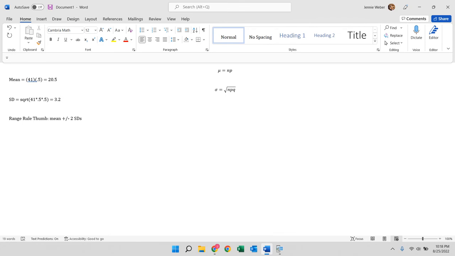Okay, that's our first step to use this range rule of thumb, is we need to find the mean and standard deviation of whatever we're working with. And well, this is a binomial. This works for anything. It's going to work in the next section. It worked in the last section.